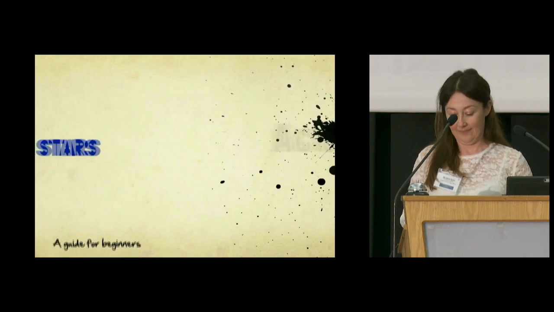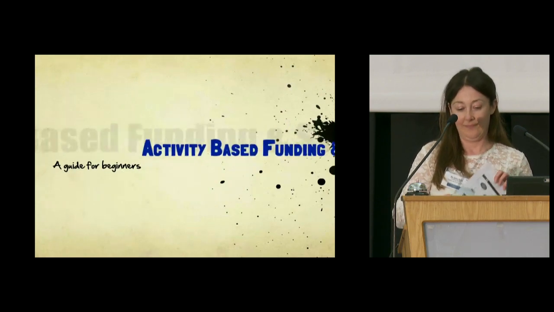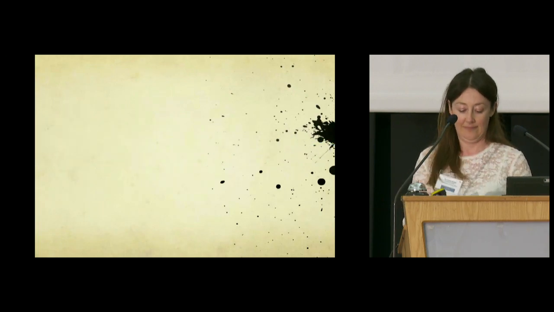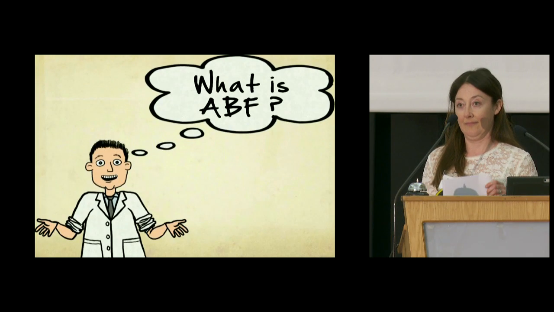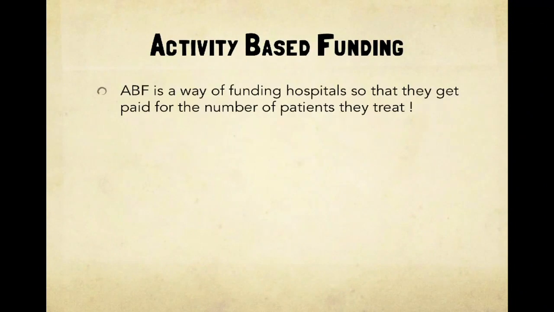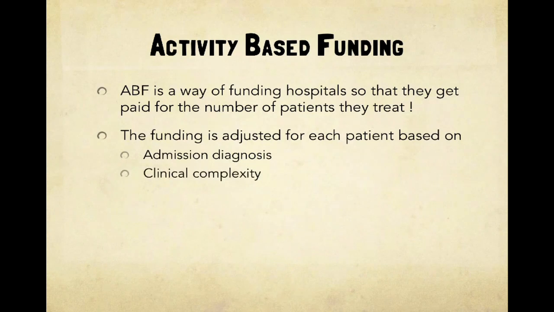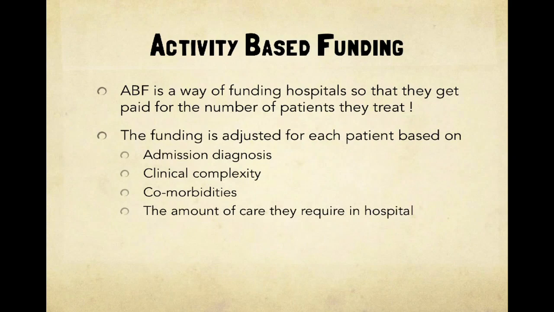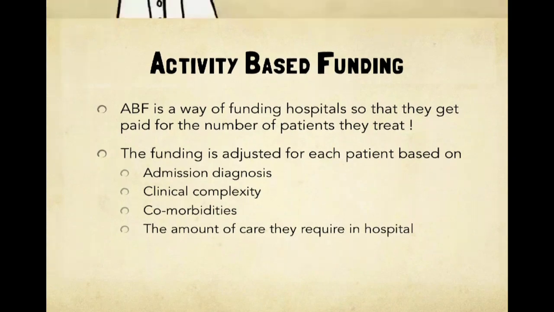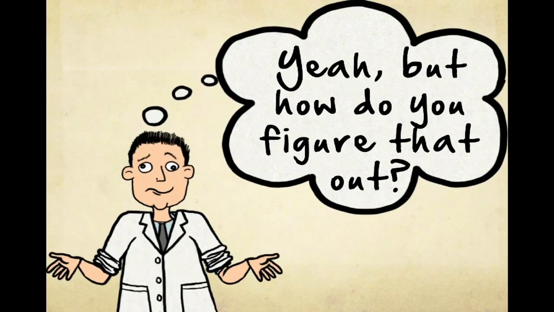Welcome to the Introduction Guide to Activity-Based Funding and STARS. What is ABF? ABF is a way of funding hospitals so they get paid for the number of patients they treat. The funding is adjusted for each patient based on admission diagnosis, clinical complexity, comorbidities, and the amount of care they require in hospital. That sounds complicated. How do you figure that out? Well, let me give you an example.